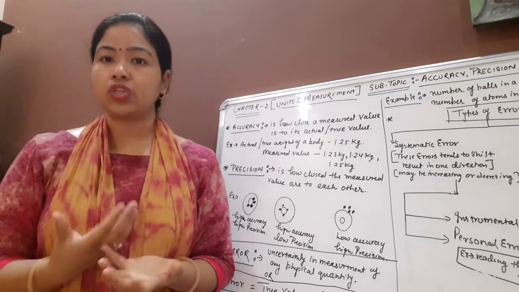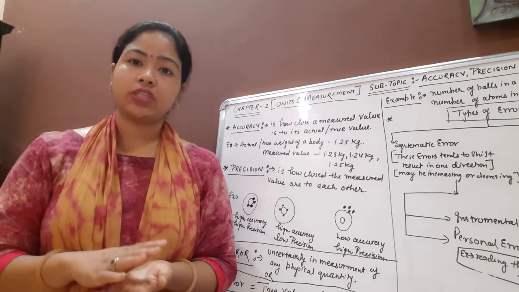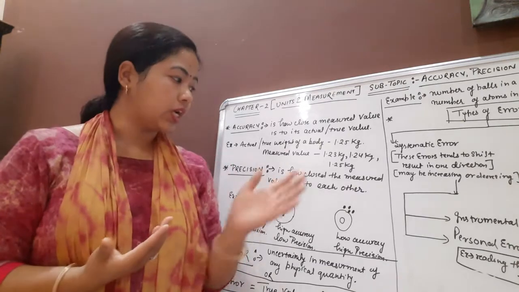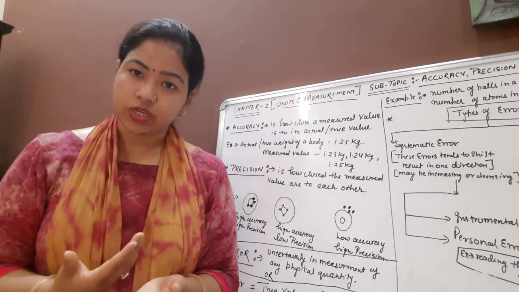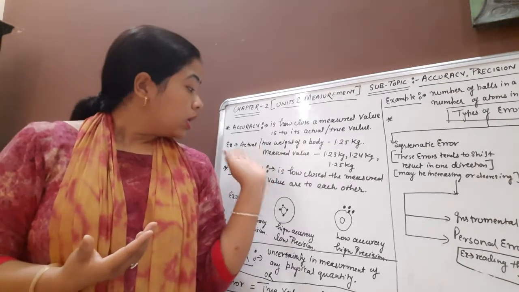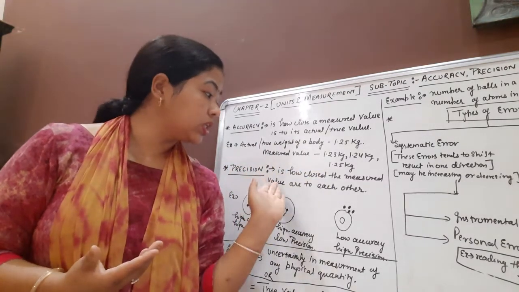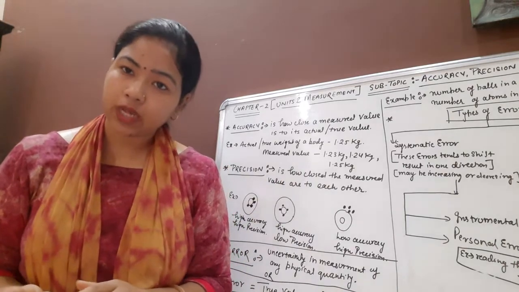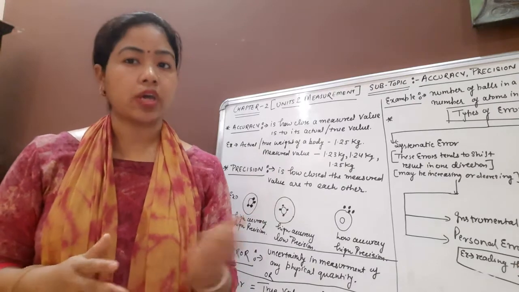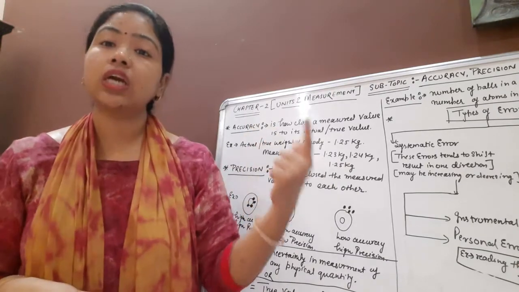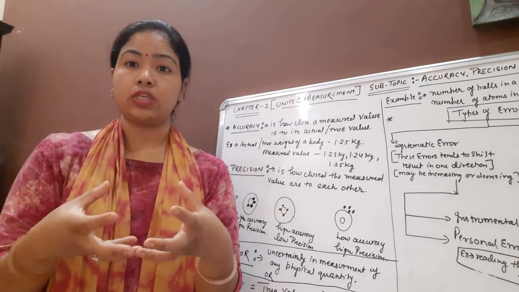Now, whenever we measure any physical quantity with the help of an instrument, we have to take more than two observations. So precision is how close the measured values are to each other. We are not talking about the actual value of the physical quantity. We are talking about how close all the measured values are.